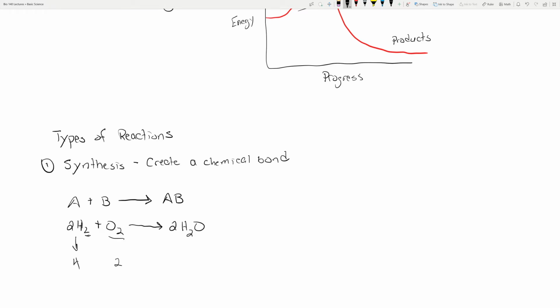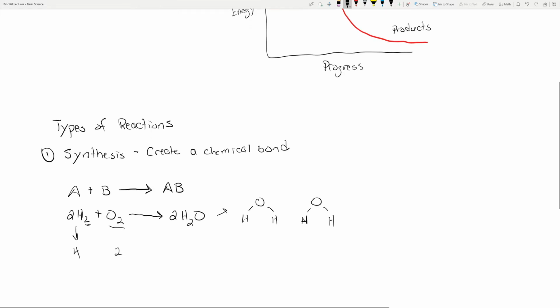Okay, but this here is a synthesis reaction, because what I'm doing is creating new chemical bonds. Basically, I am making 2 water molecules. That is a synthesis reaction.